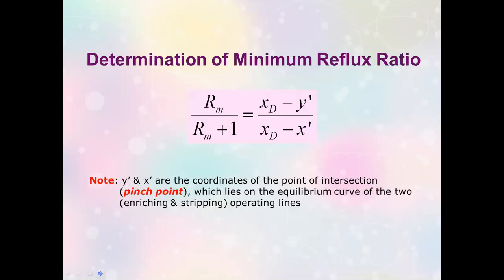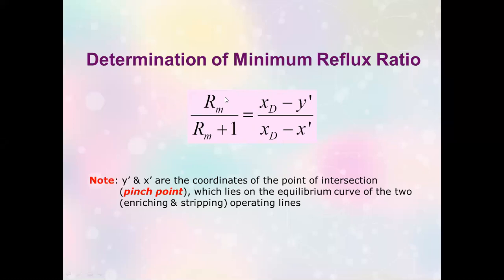Now, how do we determine the minimum reflux ratio? After you have determined from the feed line its point of intersection on the equilibrium curve, represented by x prime and y prime here, you can substitute it in this equation together with the distillate concentration. So you only need the xD and the x prime and y prime, and you will be able to determine the minimum reflux ratio, just in case the problem would be requiring it.